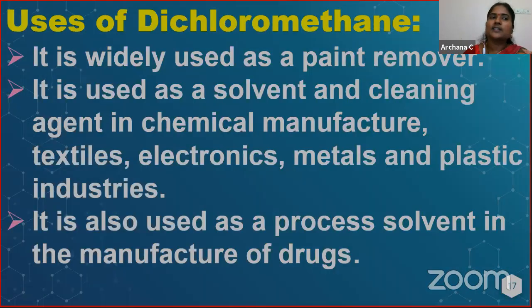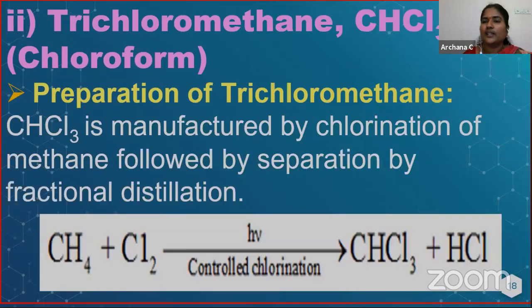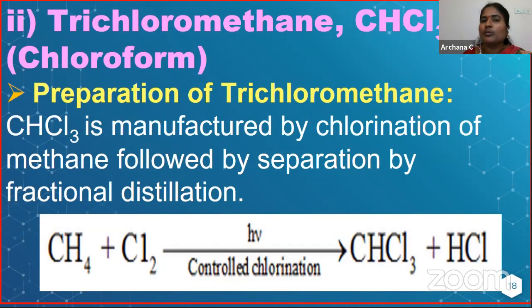Next, we will discuss trichloromethane. What is the formula here? Trichloro means 3 chlorines are there, therefore CHCl3. In methane, replace 3 hydrogens by chlorine, then you get chloroform. That is the common name: chloroform. What is chloroform? Trichloromethane. The formula is CHCl3. So how is it prepared?